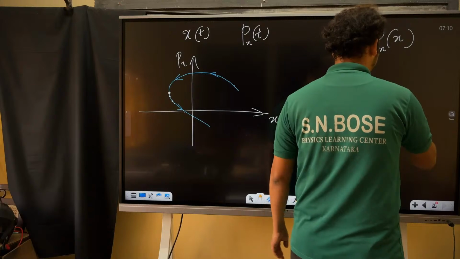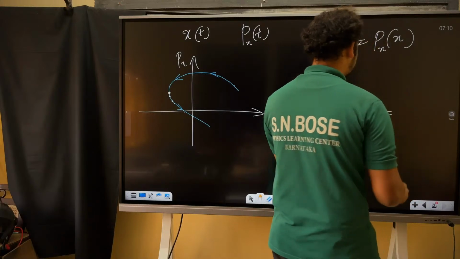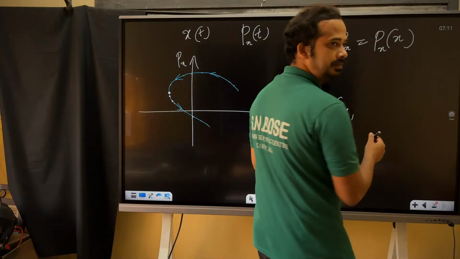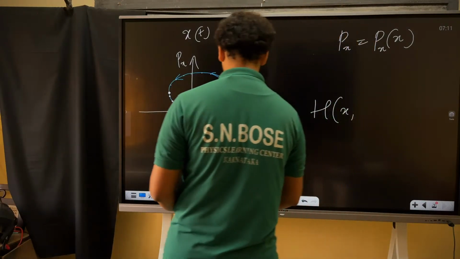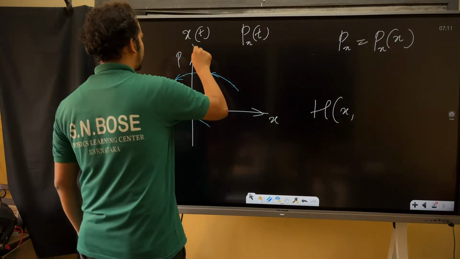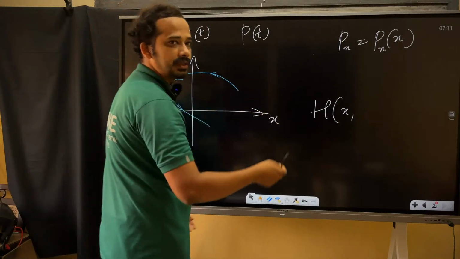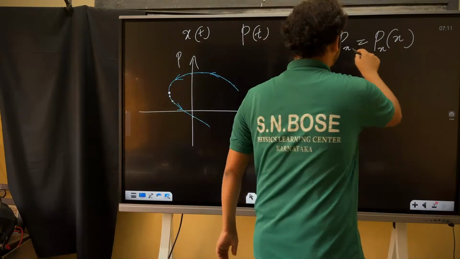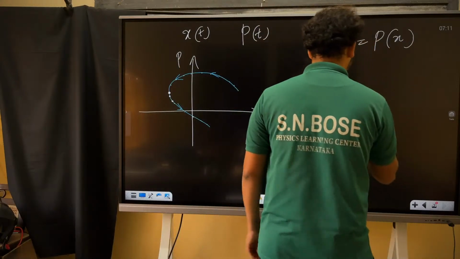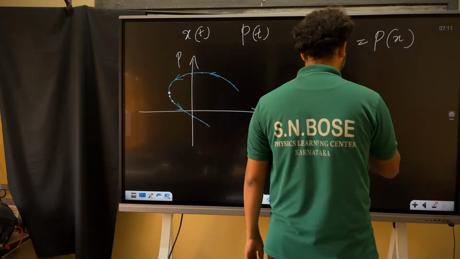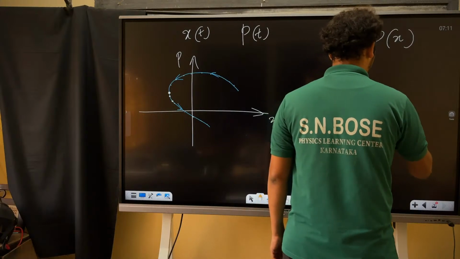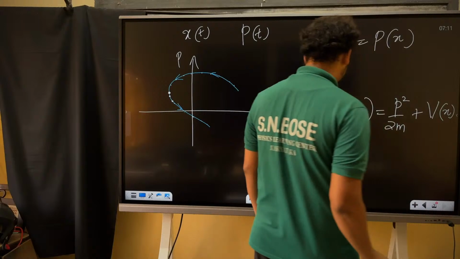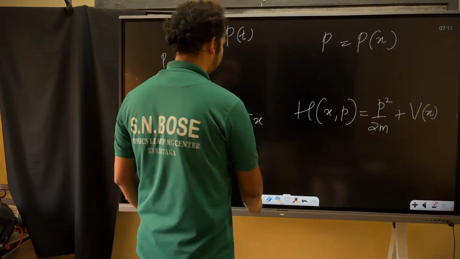I don't have to write px here. In one dimension, I just write x and p. Px means when you have two dimensions, px, py, like that. So H of x comma p is equal to p square by 2m plus V of x, in the case of a conservative system.